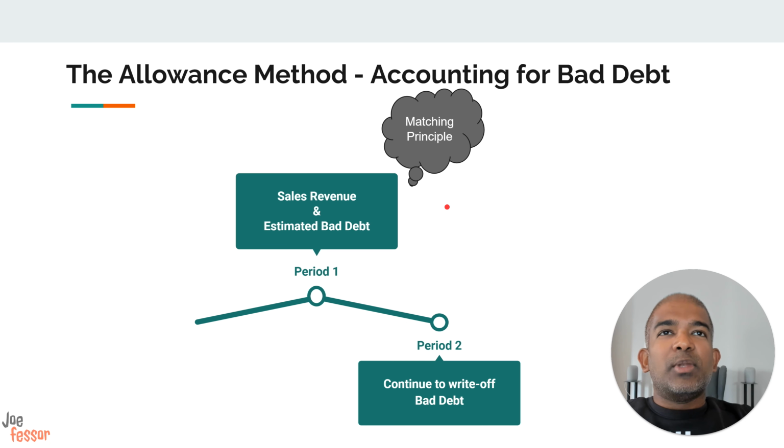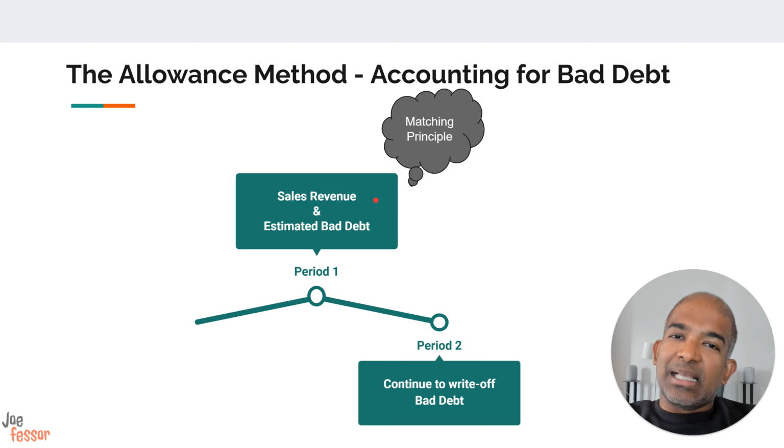Last but not the least, we look at how to account for bad debt. Whenever you sell to a customer on credit, you always assume a risk that the customer may not pay you. So let's say in the first time period, you sell a certain amount of goods on credit. What would you do as part of your journal entry? You would credit your sales revenue and you would debit your accounts receivable.